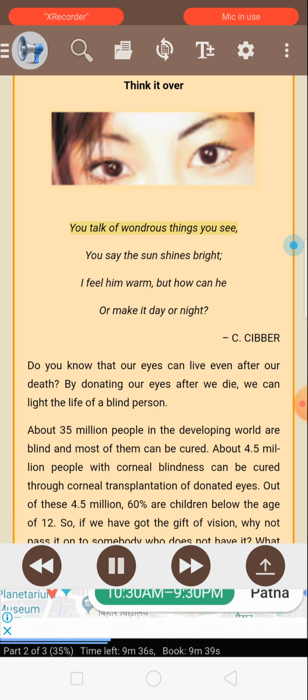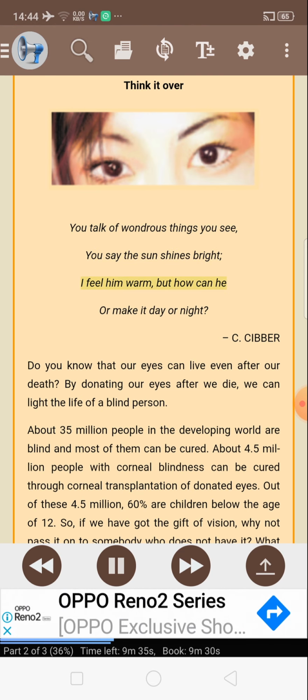Think it over. You talk of wondrous things you see. You say the sun shines bright. I feel him warm, but how can he? Or make it day or night.